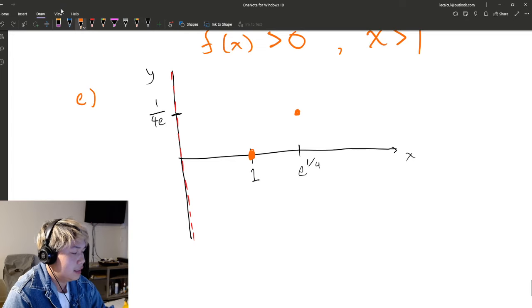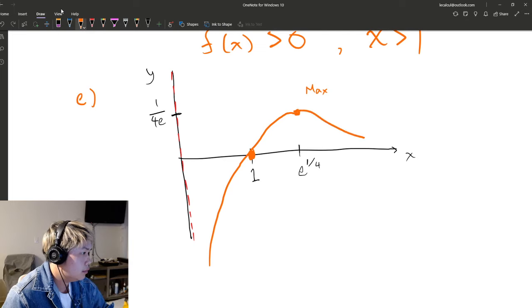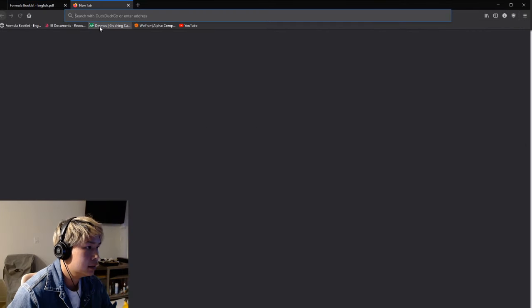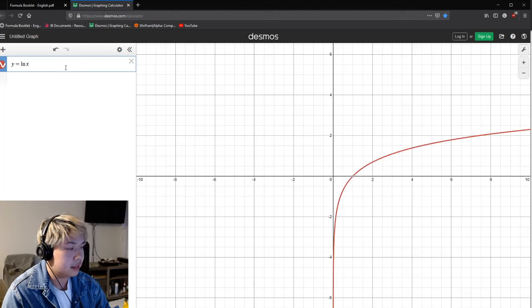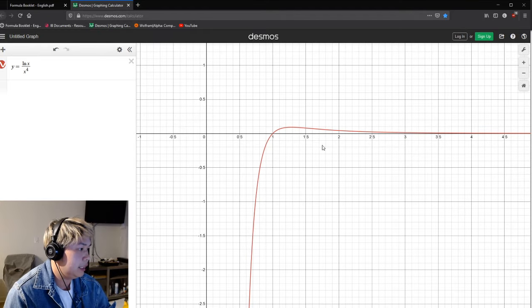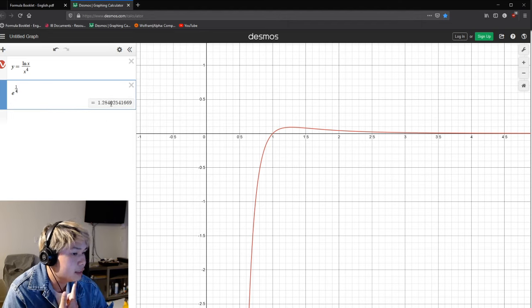So do you think it's harder? I don't know. Let me finish it. This is the second last question. Okay, and then of course this is the maximum, so it probably looks like this. And then I guess there's a horizontal asymptote here too. And honestly, I'm curious about this one, so I'm going to graph it myself and see what it should look like. So y equals natural log of x over x to the power 4. Huh, not bad. And then there's my maximum point, 1.284. And then let me just see, e to the power of 1/4. 1.284. Okay, so I think I did this question correctly.